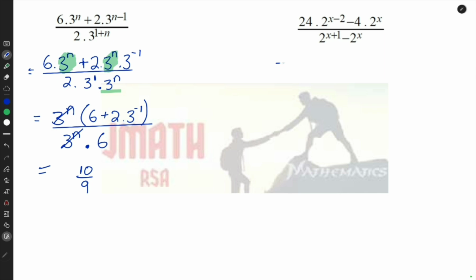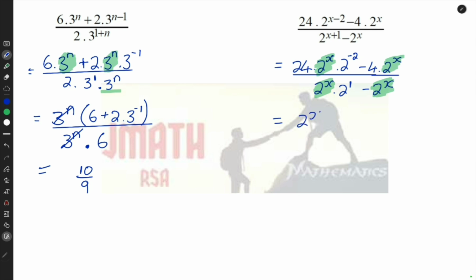Next one. Give each exponent its own base. The 24 just stays there. 2 to the power x times 2 to the power minus 2 minus 4 times 2 to the power x. At the bottom, 2 to the power x times 2 to the power 1 minus 2 to the power x. Okay, so in this sum, I can see I have a minus at the top and at the bottom. So I'm going to take out a common factor for each part of the fraction.